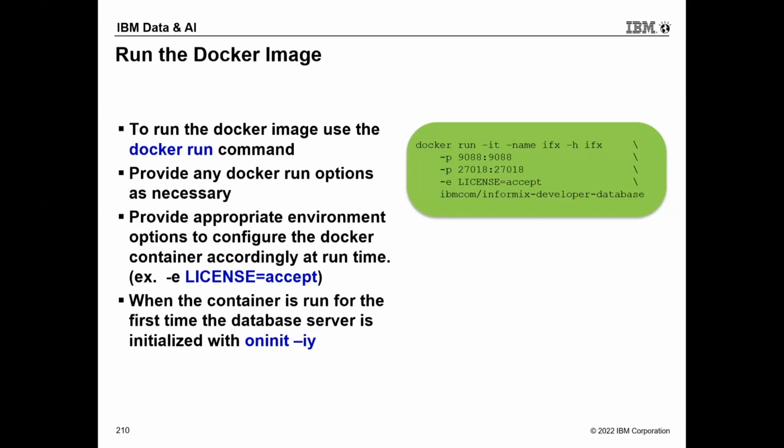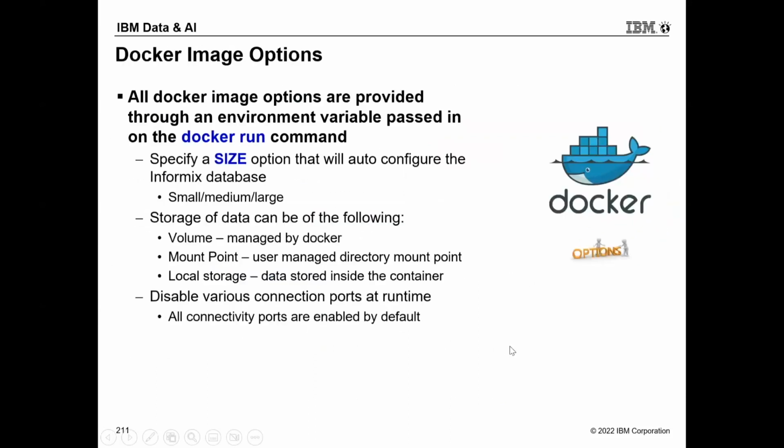Provide appropriate environment options to configure the Docker container accordingly at runtime. When the container is run for the first time, the database server is initialized in the normal way with -init -iy. All Docker image options are provided through an environment variable passed on the Docker run command, specifying a size option that will auto-configure the Informix database, such as small, medium, and large.